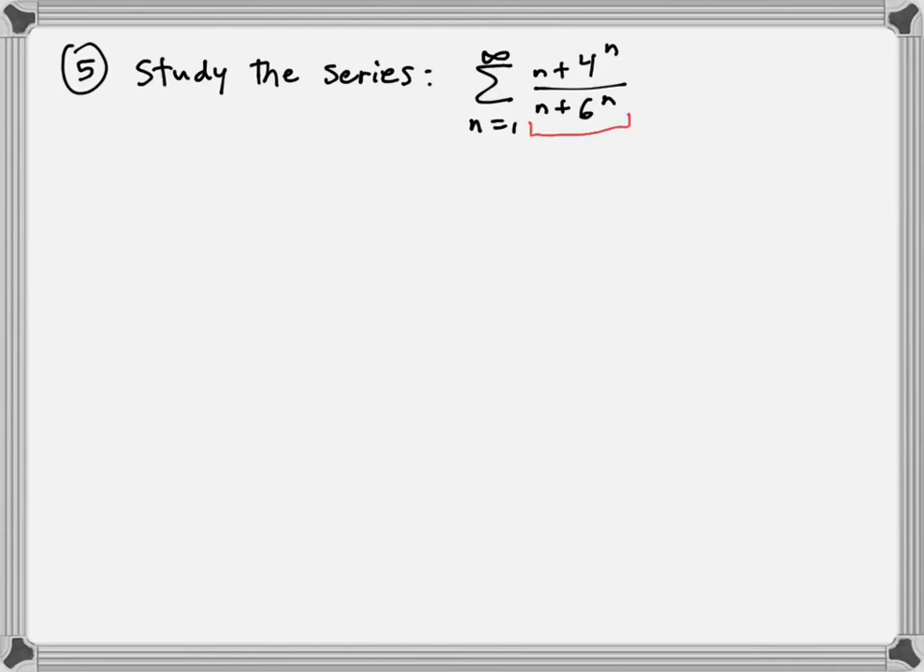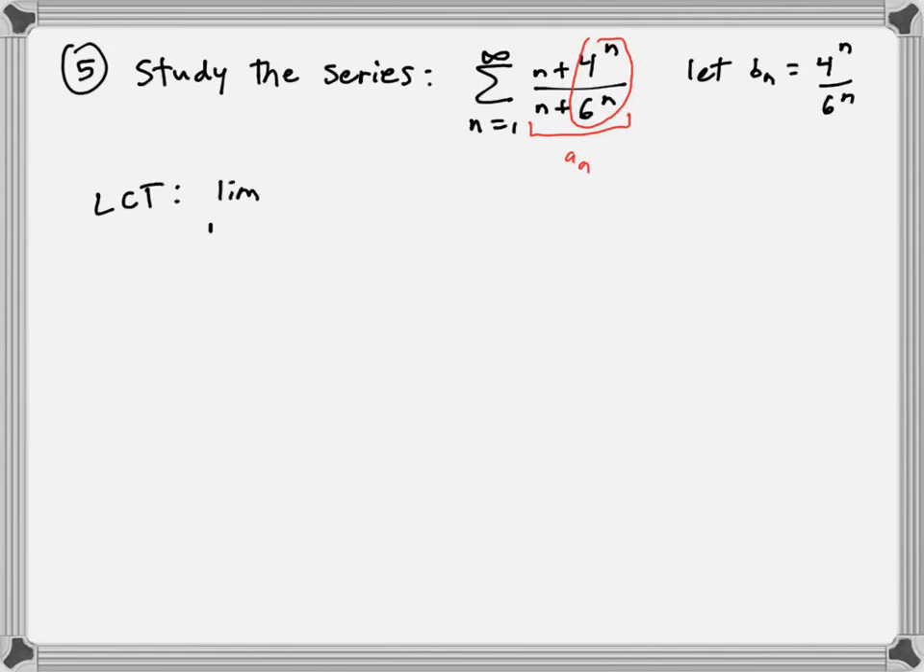Let's first call this whole thing a_n, and I'm going to say let b_n equal... Well, it's a good thing to know just in general that exponentials always dominate polynomials. In other words, these two terms are going to dominate the expression. So we're going to let b_n equal 4^n over 6^n. So we're going to use the limit comparison test.